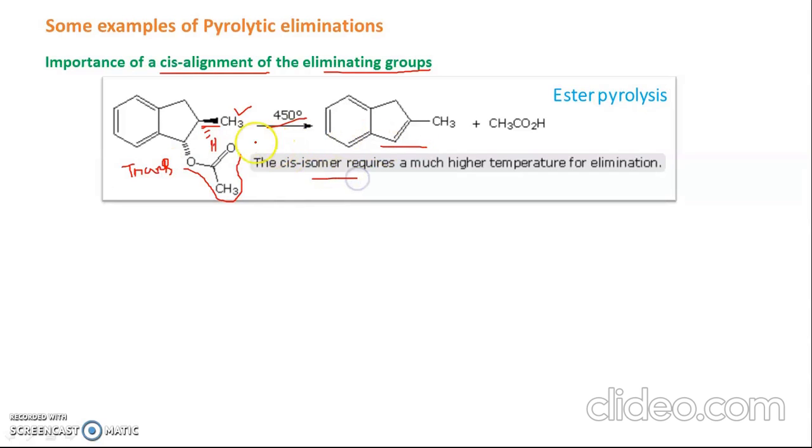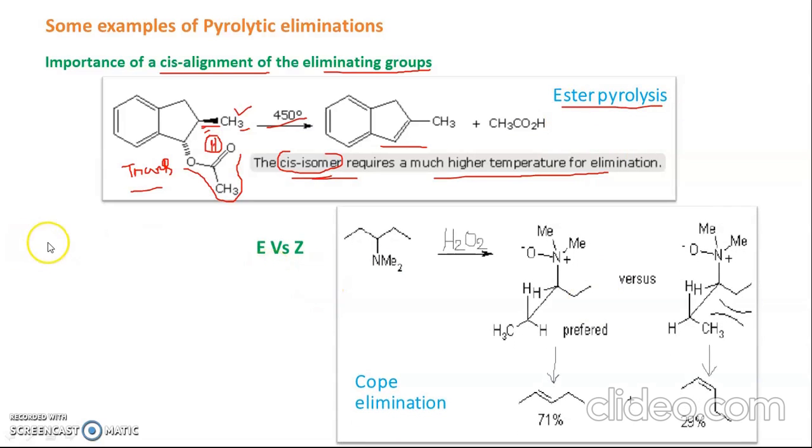But if it is a cis isomer, suppose the methyl is below the plane and this hydrogen is now above the plane, now they cannot have the syn alignment, and obviously the requirement for pyrolytic elimination will not be fulfilled. That is, both the departing groups must be syn to each other. That requirement will not be fulfilled in case of the cis isomer, so that is why it requires a much higher temperature for elimination. So the trans isomer, compared to the cis isomer, will be favorable for pyrolytic syn elimination. So this is the example of ester pyrolysis. In the next example, we will see we are getting E versus Z product, and the E product is major.